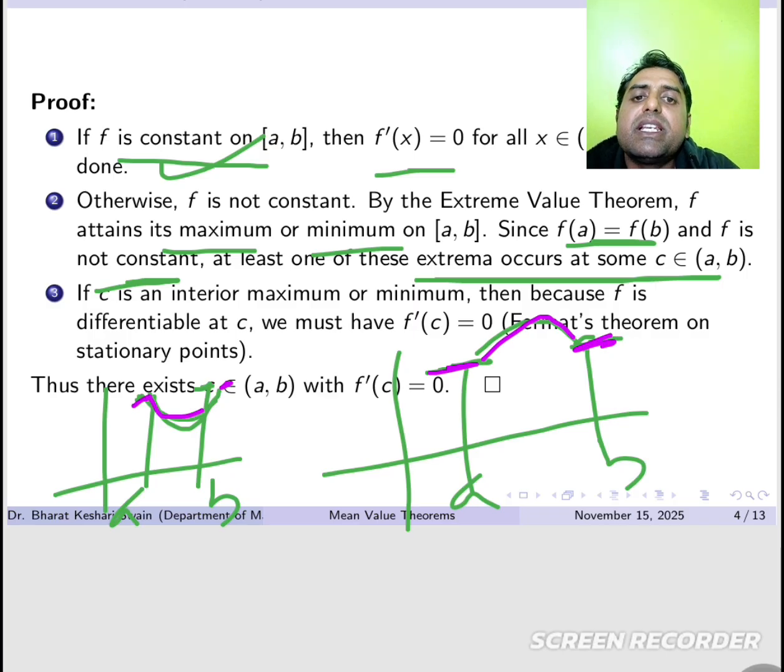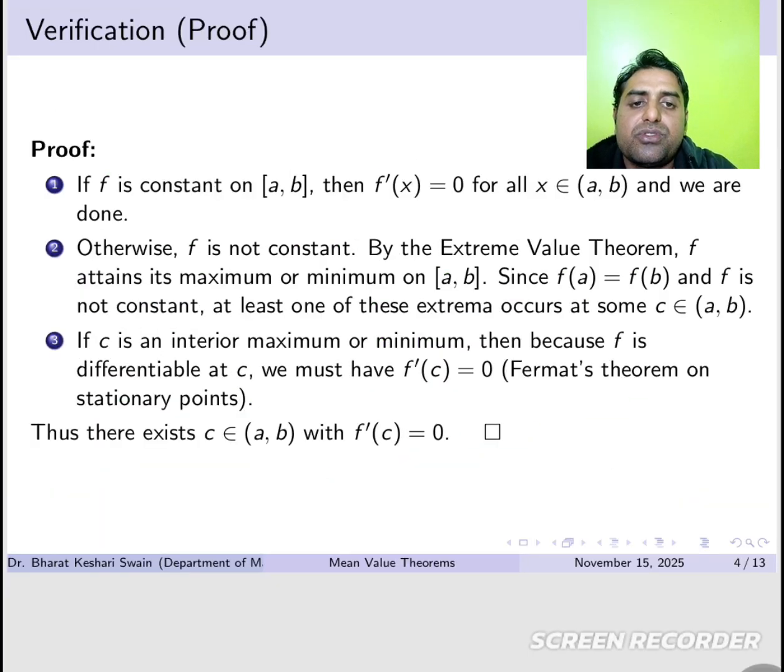So if c is an interior maximum or minimum, then because f is differentiable at c, we must have f'(c) equal to 0. Using Fermat's theorem on stationary points, f'(c) equals 0.